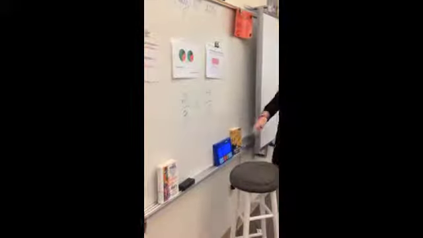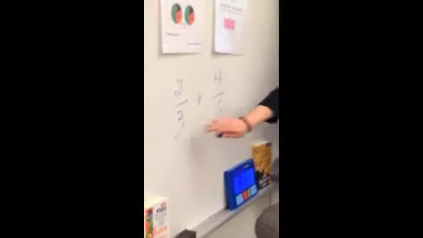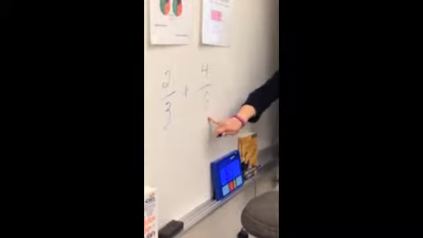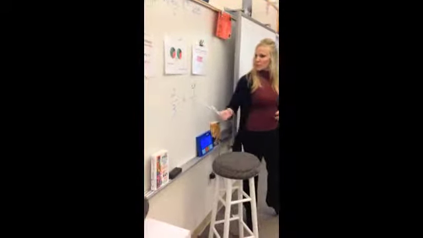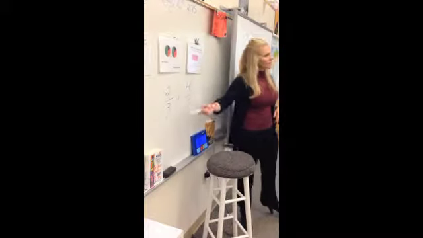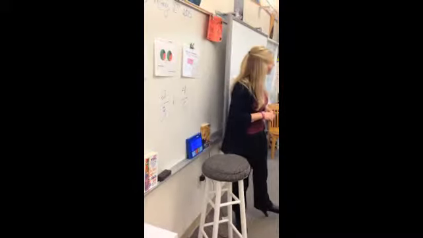Let's look at 2 fractions really quickly. Let's say I have 2 thirds and 4 sixths. Now if I want to add those 2 fractions together, are thirds and sixths the same sized pieces? No. Which pieces are bigger, the thirds or the sixths? The thirds. Sophia, how do you know that?